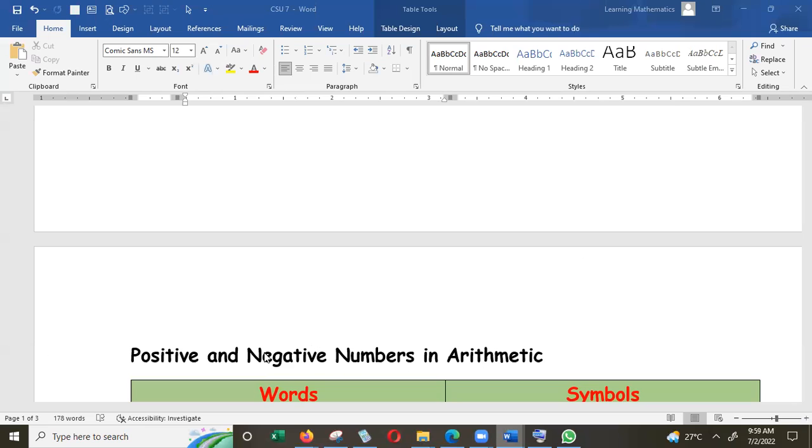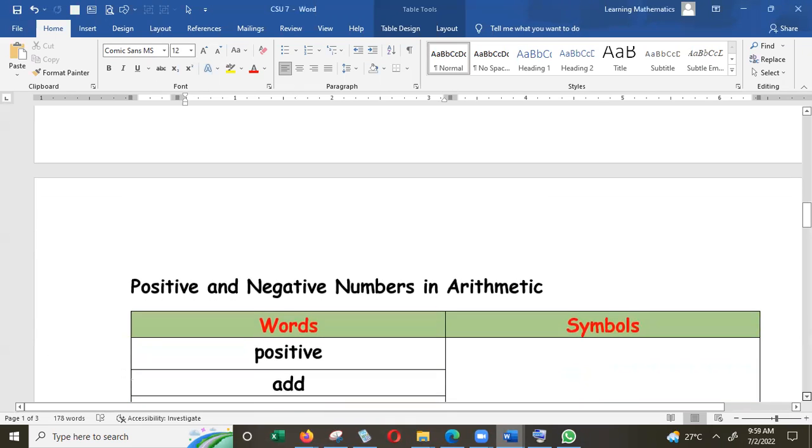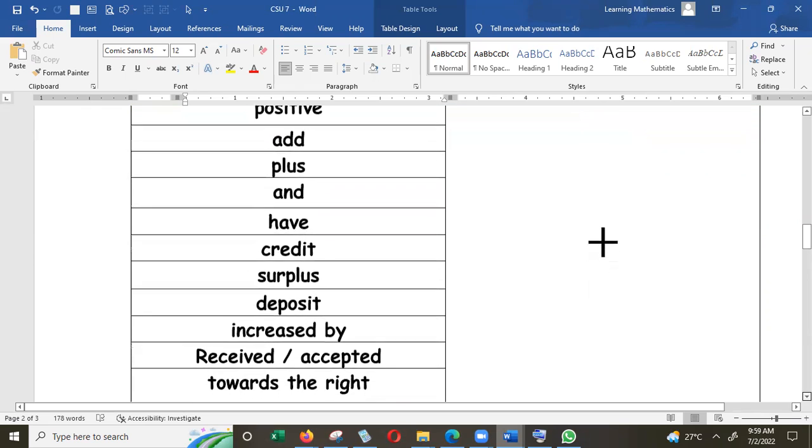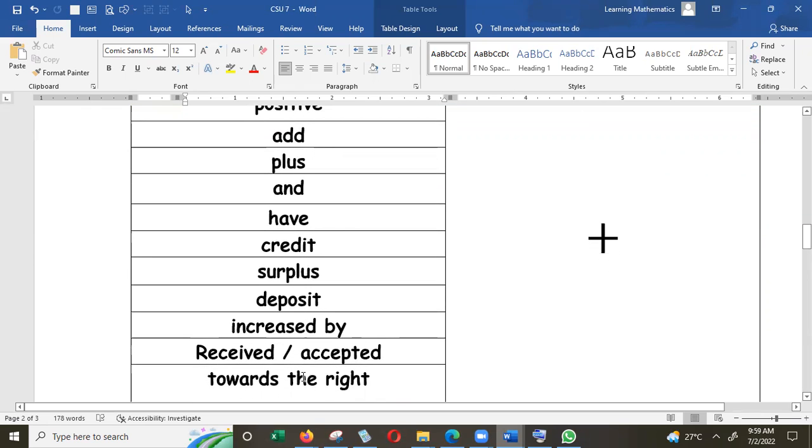So we're talking about positive and negative numbers in arithmetic. Math always translates words to symbols. Important words that signify quantification have their symbolic translation in math. For example, the words positive, add, plus, and, have, credit, surplus, deposit, increased by, received, towards the right. All these words are denoted by the plus sign. Okay, so that single plus symbol, these are the words that can be used to translate it.